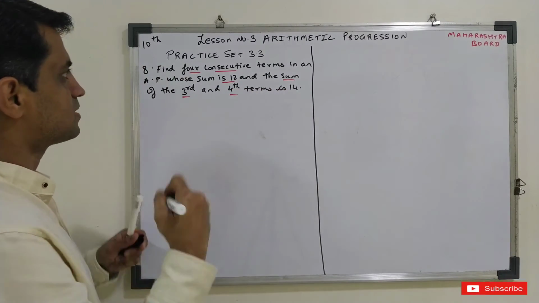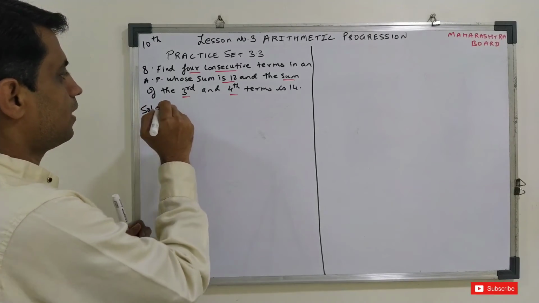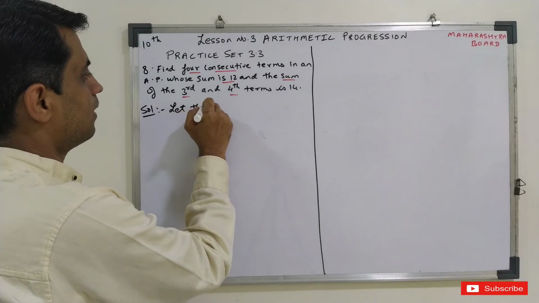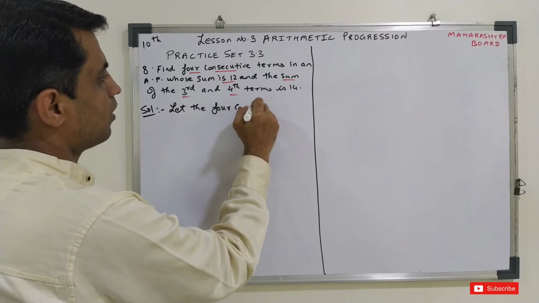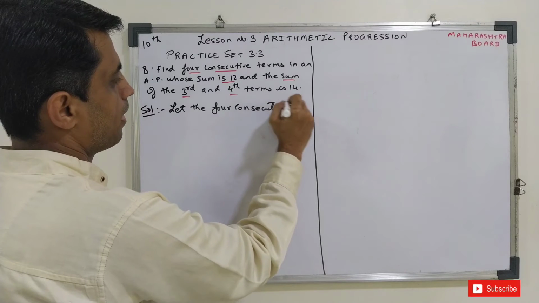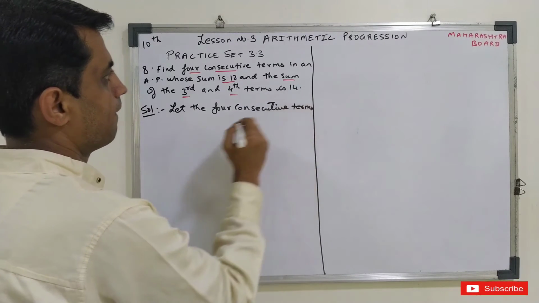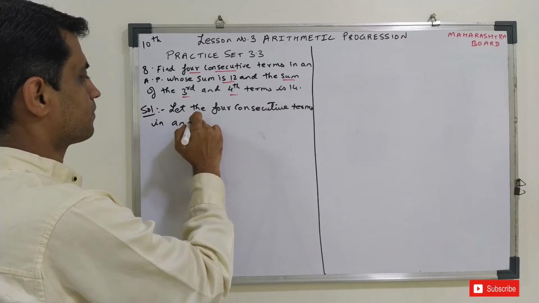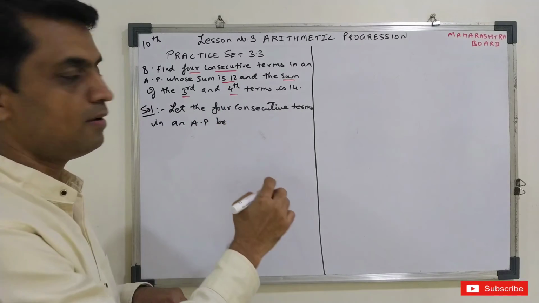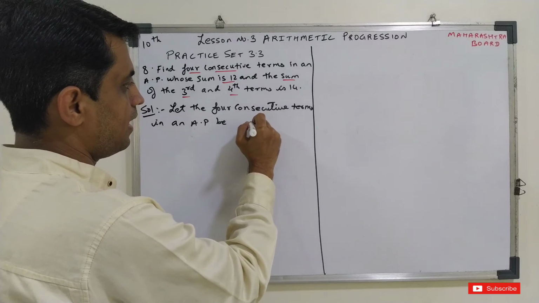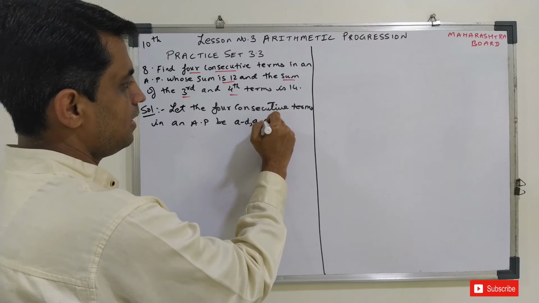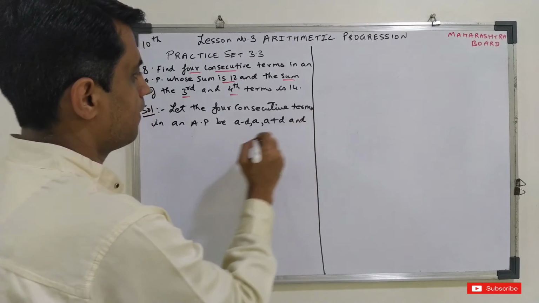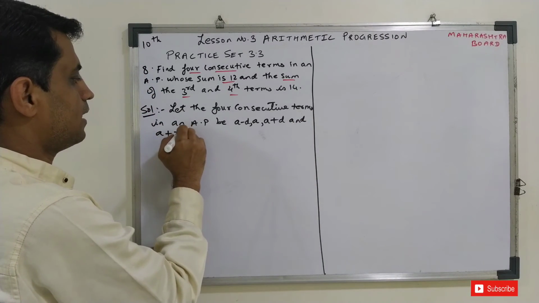Now, since we don't know the terms, I already told you before the 7th sum that we will write, let the 4 consecutive terms in an AP be, see, I am going this way, 4 they are asking you, A minus 3D, A minus D, A plus D and A plus 3D. Yes or no? 1, 2, 3, 4.